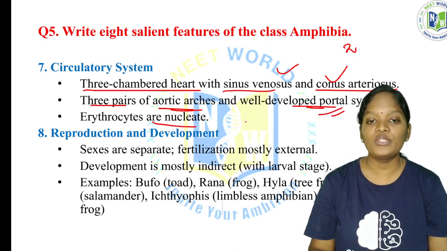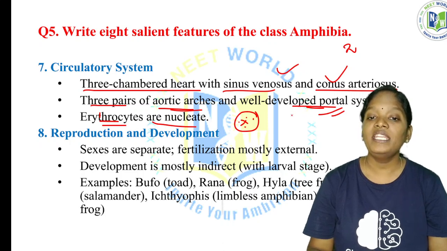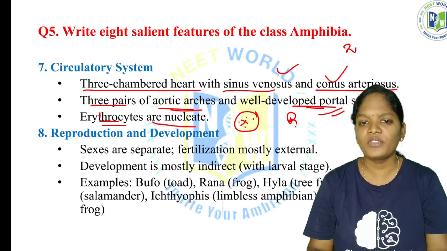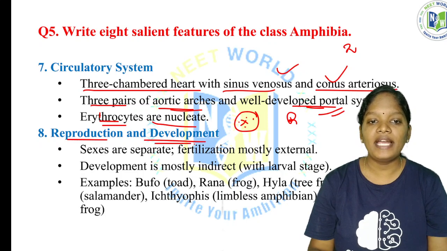Erythrocytes are nucleated. Another important thing here is nucleated RBCs. Erythrocyte is nothing but RBC. Here the nucleus is present, but in humans the RBC is non-nucleated. There will be no nucleus present in human RBC. Now the reproduction and the development.